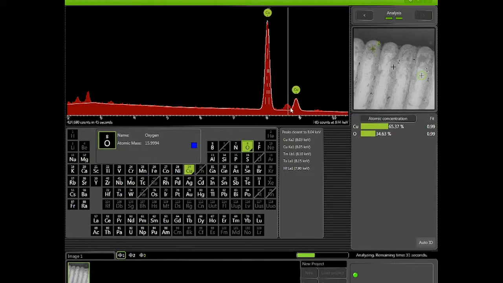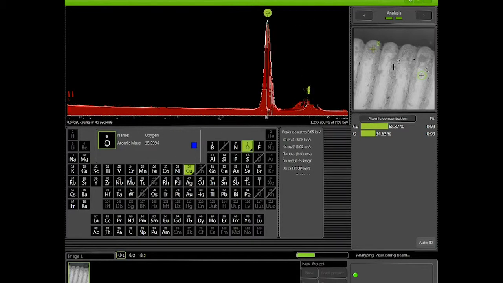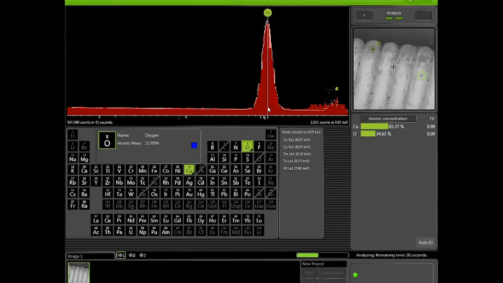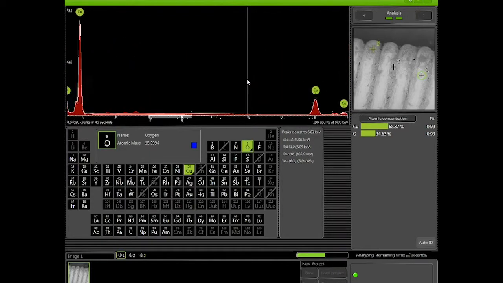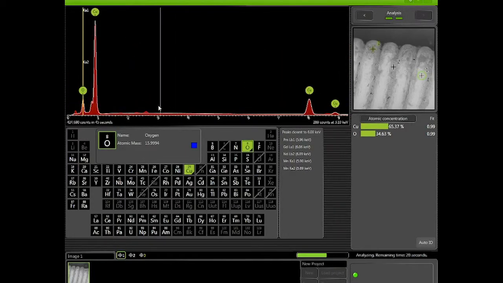All these peaks are characteristic of the element, and this small peak is coming from maybe the overlapping peaks here. So we see the two characteristic peaks of copper here, corresponding to the K alpha and L alpha series, and one peak for oxygen at around 0.5.